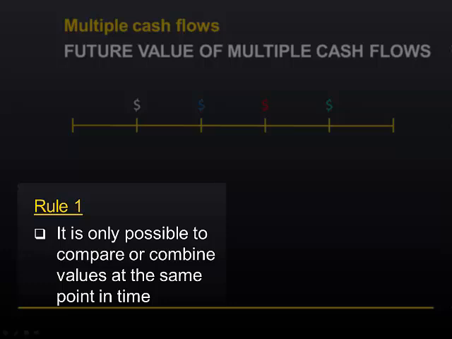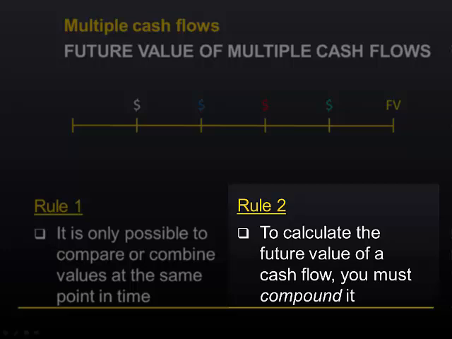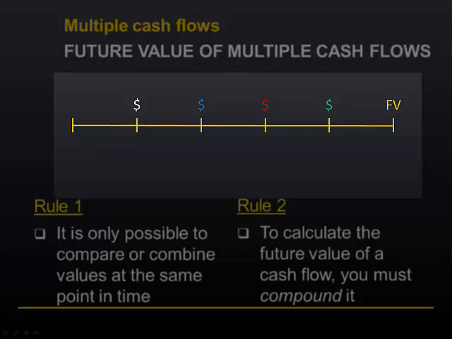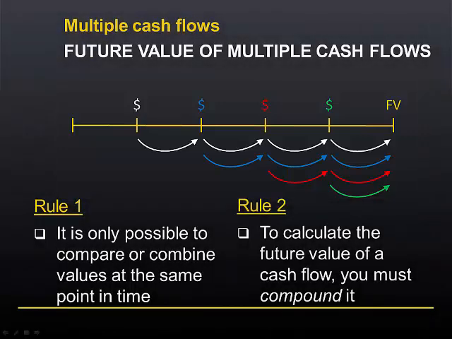In a previous module, we were introduced to Rule 1, which says that it is only possible to compare or combine cash flows at the same point in time. If that point in time is some point in the future, after the cash flows occur, then Rule 2 says that to calculate the future value of a cash flow, you must compound it. So what we need to do in this case is compound each of those cash flows until they are all expressed at the same point in time. Then we can add them together.